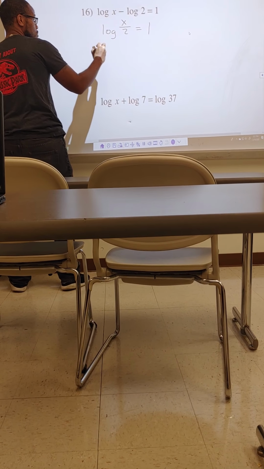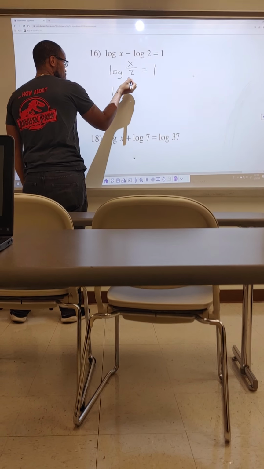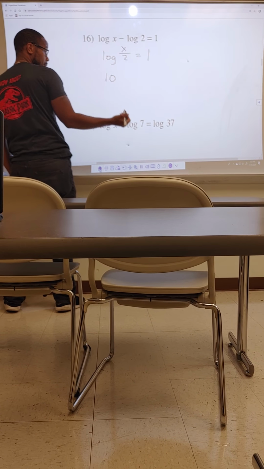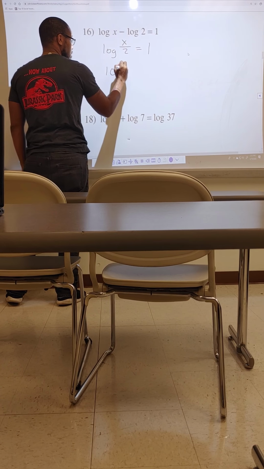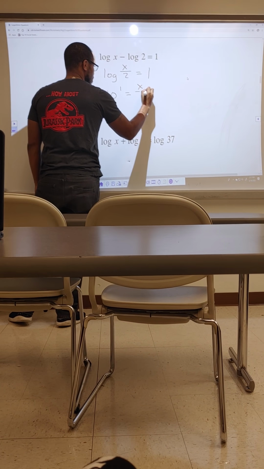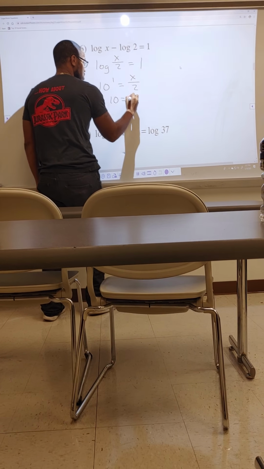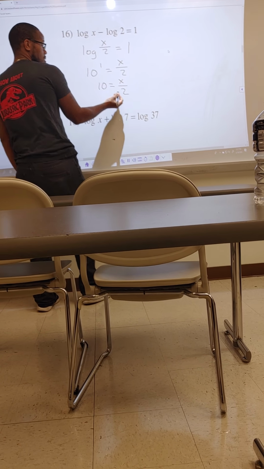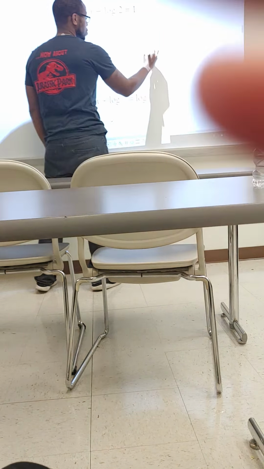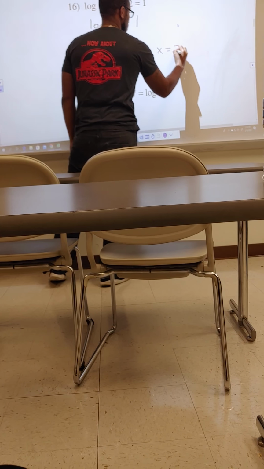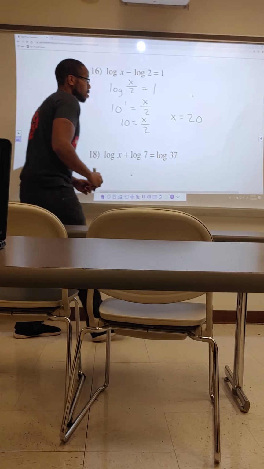Change this to exponential form. My base is 10. Remember, when there is no base listed, that means the base is 10. 10 to the first power equals x over 2. That means 10 equals x over 2. Multiply both sides by 2, and x is 20.